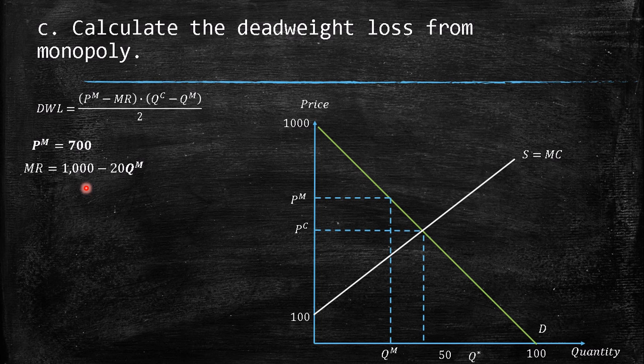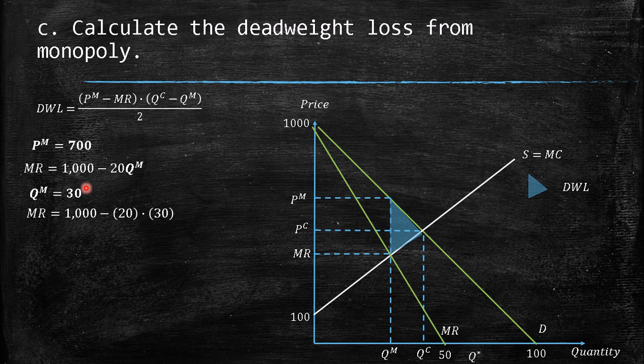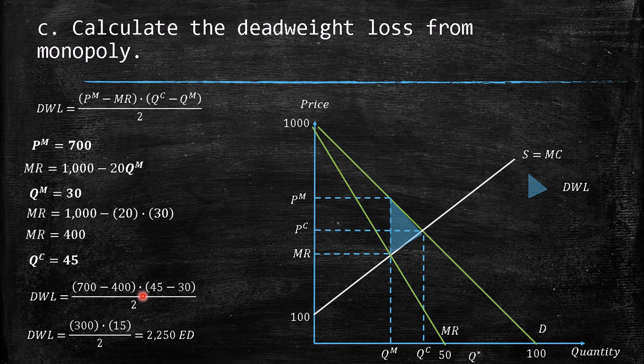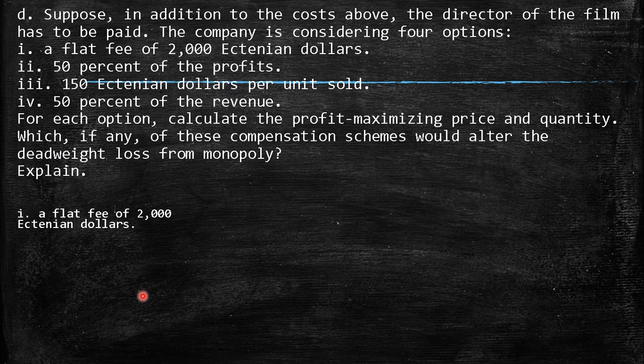Just to remember the scheme that we are trying to find. Here we have 30, the quantity, so then we replace the marginal revenue here. The marginal revenue here is 400. Then the competitive quantity should be 45. Then we just replace all values, and here we find this one, which is measured in Ectenian dollars, the dollars of that country, and represents all the transactions that are not going to occur anymore due to a higher price.